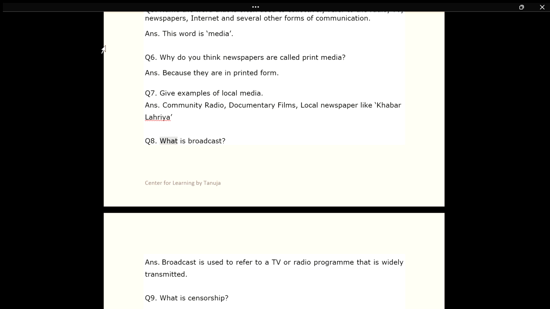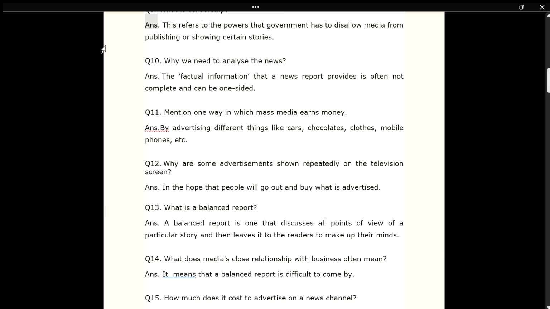Q8. What is broadcast? Ans. Broadcast is used to refer to a TV or radio program that is widely transmitted. Q9. What is censorship? Ans. This refers to the powers that government has to disallow media from publishing or showing certain stories.